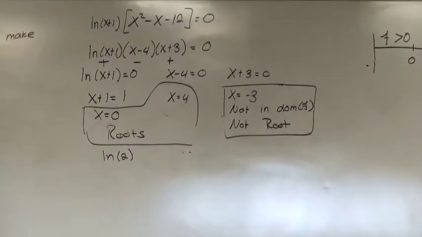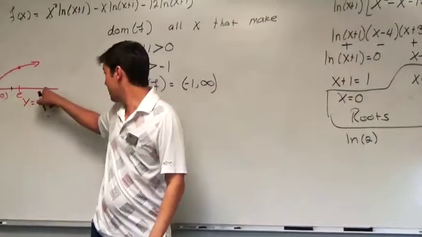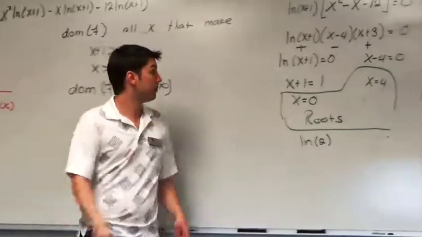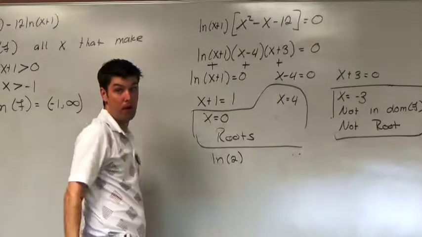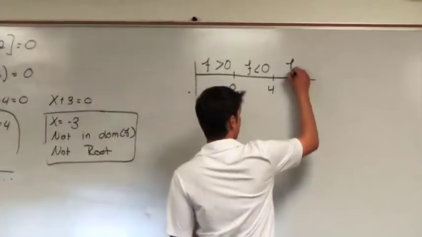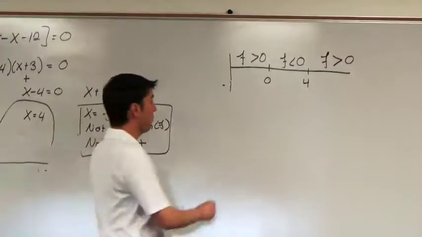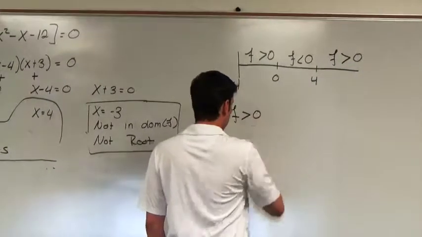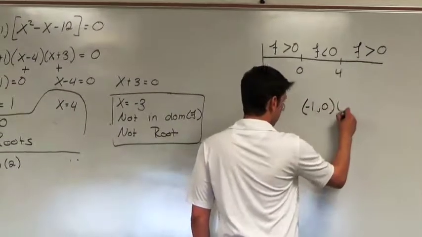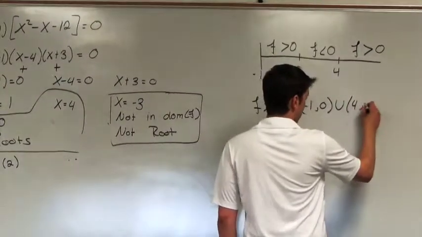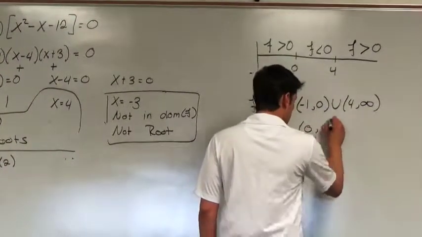Choose x to be 5. If x is 5, we get natural log of 6 here. Natural log of 6 is some positive number. If x is 5, 5 minus 4 is positive, 5 plus 3 is positive, and the product of three positive numbers is definitely positive. Write your answer in interval notation. So f is greater than 0 from negative 1 to 0, union 4 to infinity, and f is less than 0 from 0 to 4.